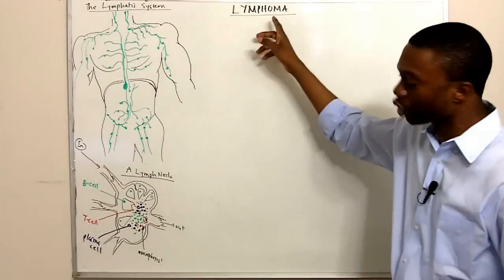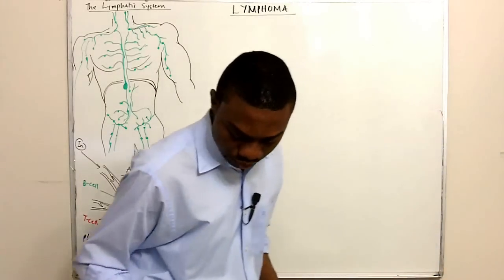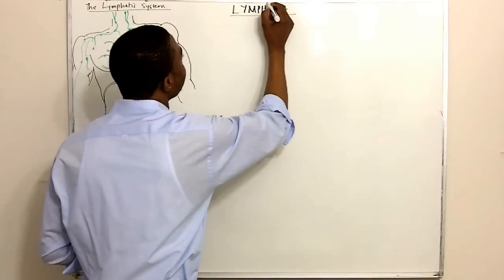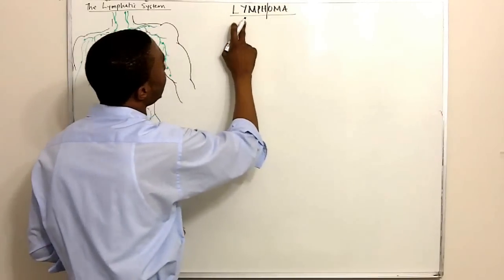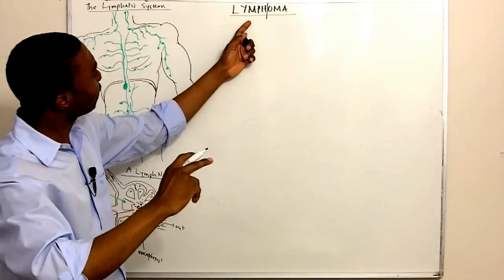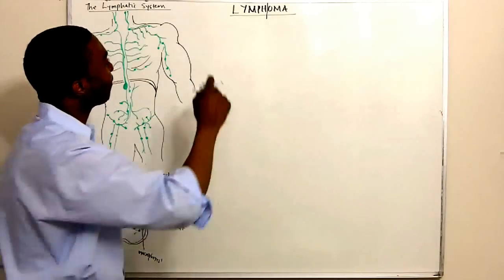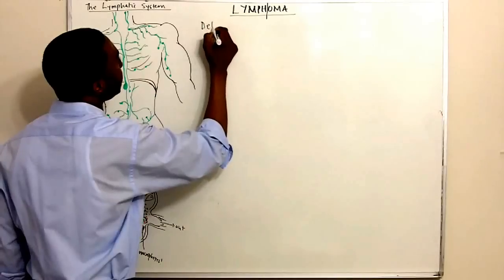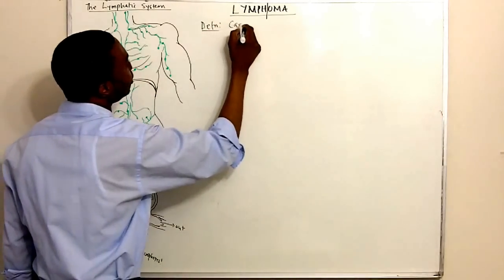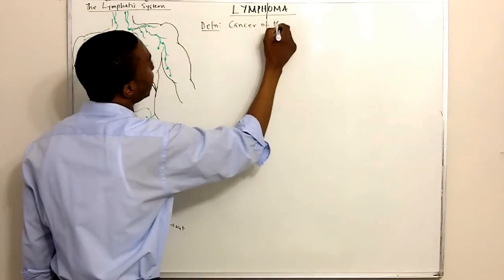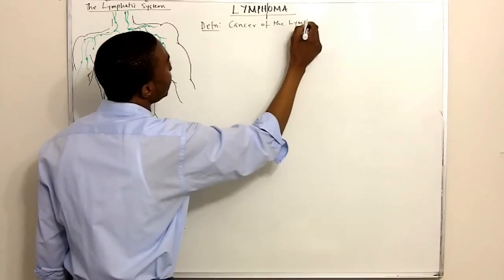Let's break the word into two. I'm going to split that word into two. Let's see, lymphoma. Oh, it looks like that's a lymph node, lymphatic. Oma means tumor. So a definition of lymphoma is cancer of the lymph nodes.